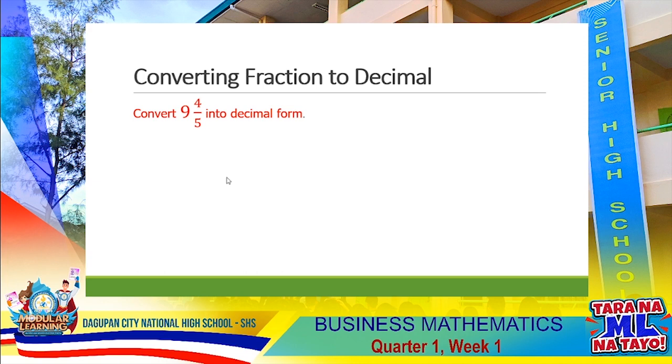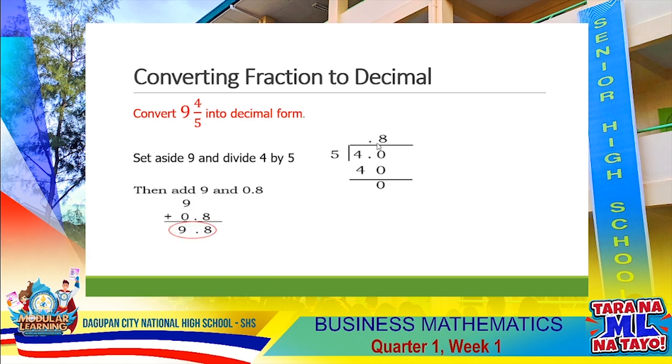Convert 9 and 4/5 into decimal form. In converting a mixed number, set aside the whole number. In this example, we set aside 9 and divide 4 by 5. Dividing 4 by 5, we get 0.8. Then add 9 and 0.8. Therefore, 9.8 is the decimal equivalent of 9 and 4/5.